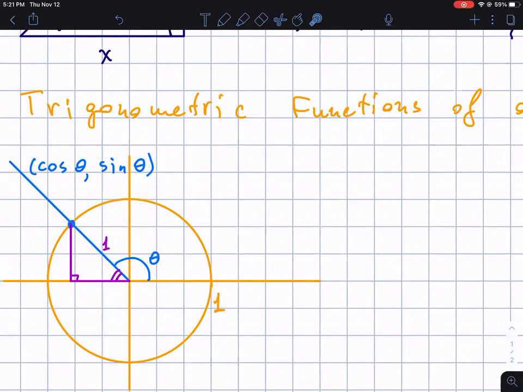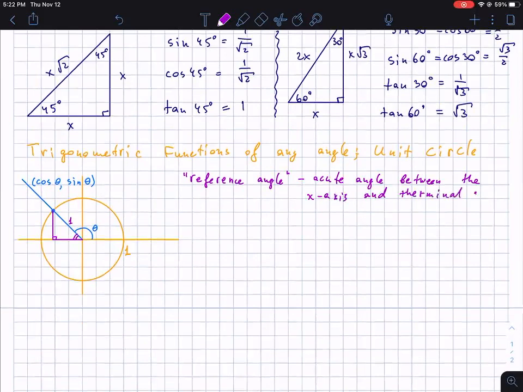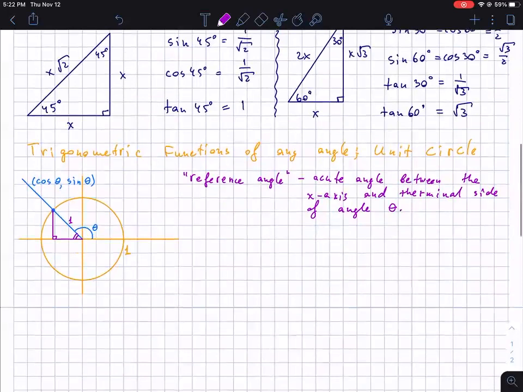But the reference angle, let me just write it down. Reference angle is the acute angle between the x-axis and the terminal side of theta. Right? Okay. And the property is the following: sine of theta, and let's call this reference angle R.